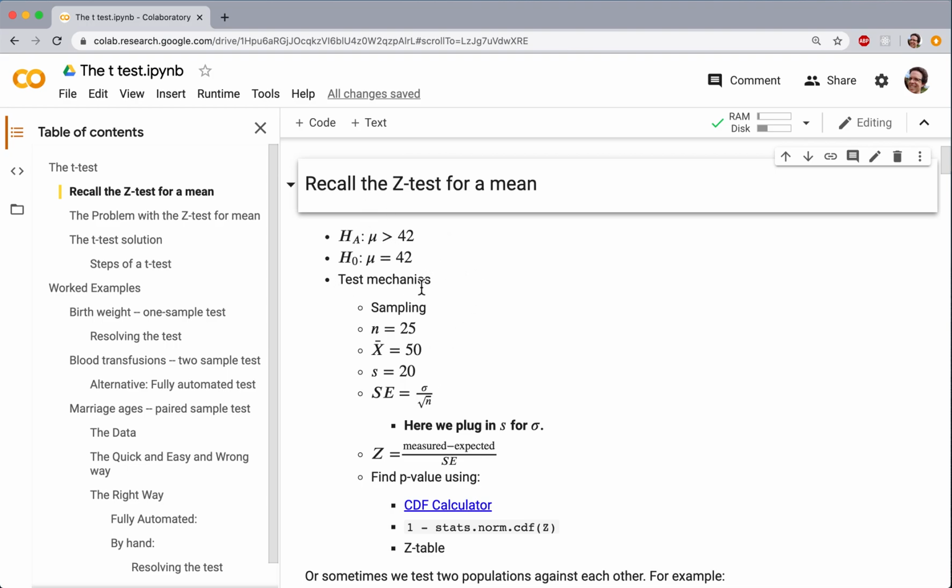So how does the z-test work? Well, we identify some sort of alternative hypothesis and some sort of null hypothesis, and then we have the test mechanics. We begin, of course, with sampling because we have to measure something to evaluate the test. We identify the sample size, n. If there are multiple samples, we identify the sample size of each. We identify the sample mean, x bar. If there are multiple samples, we have to identify each. And we identify the sample standard deviation. And I'm just making up some numbers for all of these here.